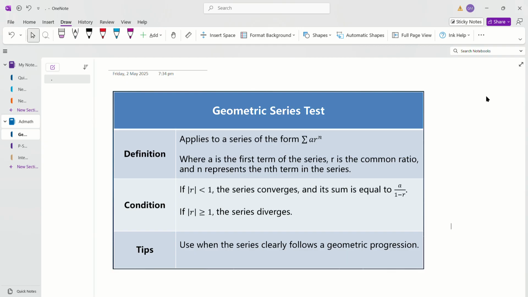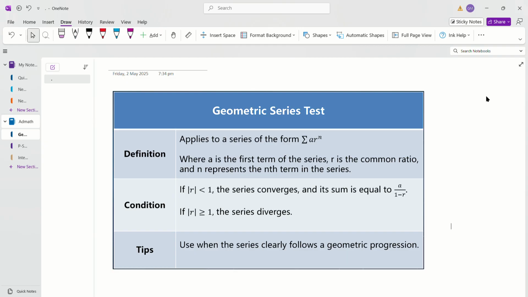So here is the following condition. If the absolute value of r is less than 1, then the series converges, and it has a sum which is equal to a over 1 minus r. Just simply use the formula a over 1 minus r to compute for its partial sum or the limit of the series. So again, a is the first term of the series and r is the common ratio.